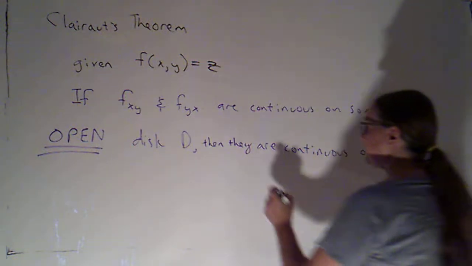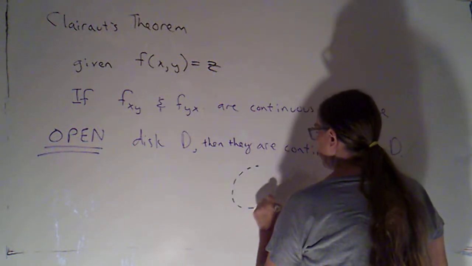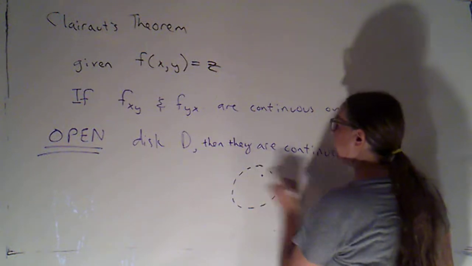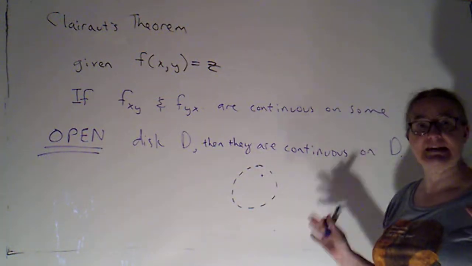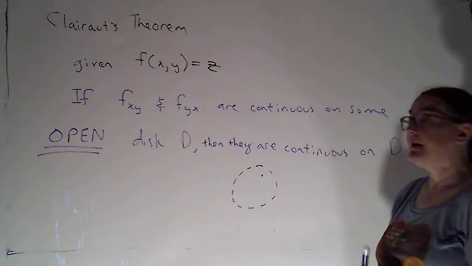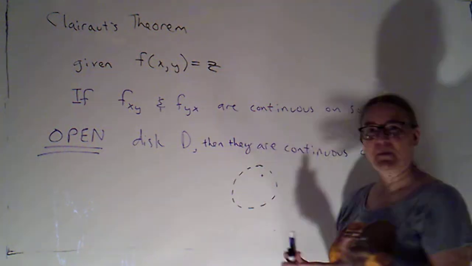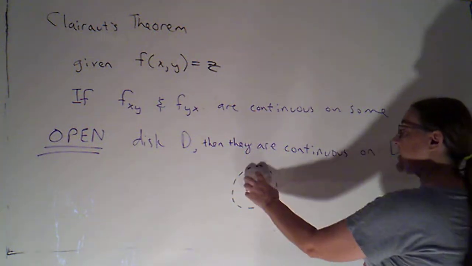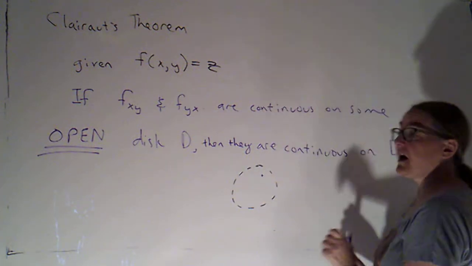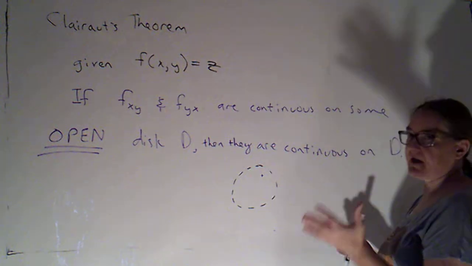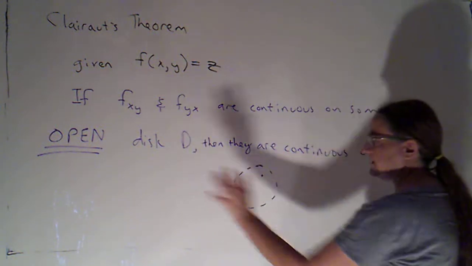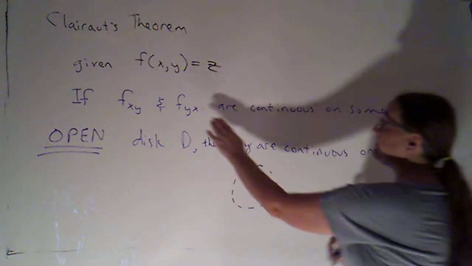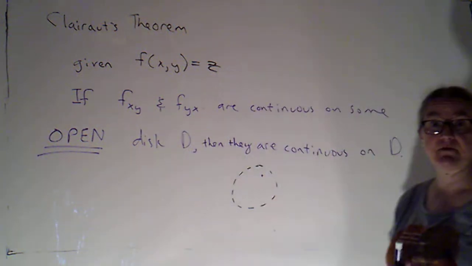Now, the significance of having an open disk is if I'm concerned about some point that's in that disk, I know that that point isn't on the boundary of the disk, because by definition, an open region doesn't include its boundary. Okay. Now, if this region is the region where these guys are continuous, it's entirely possible that they're also continuous outside of this disk, but let's suppose they're not. Let's suppose that these functions fail to be continuous outside of the disk.